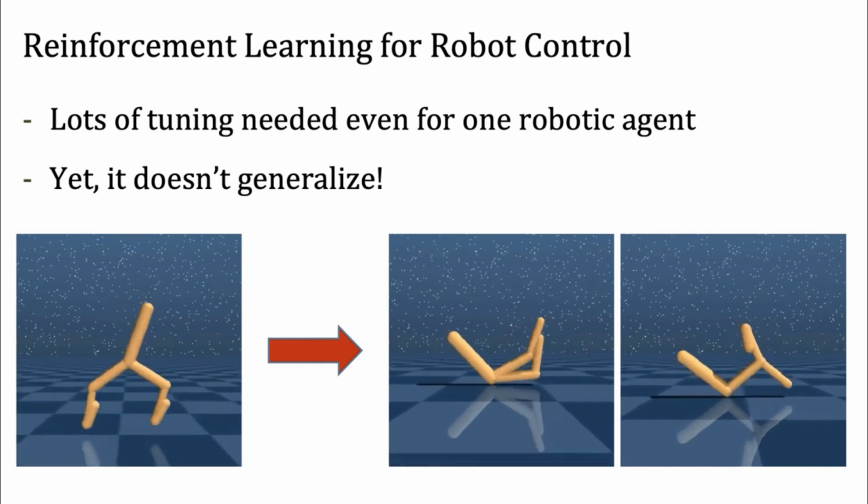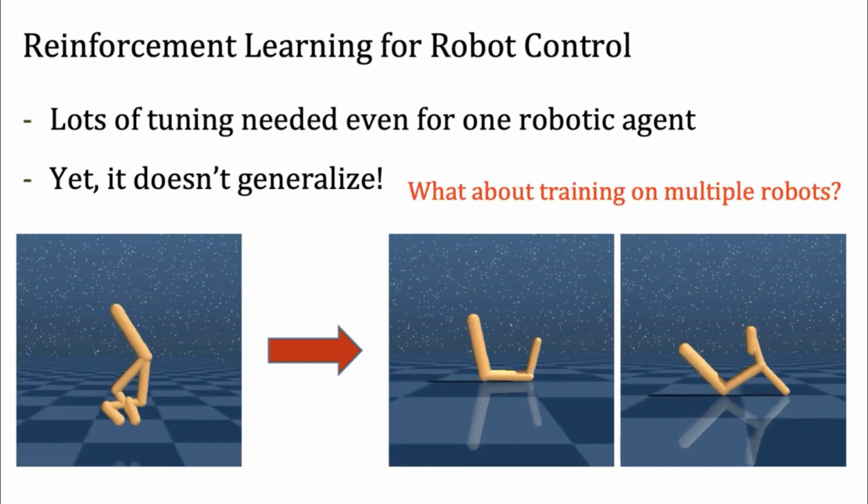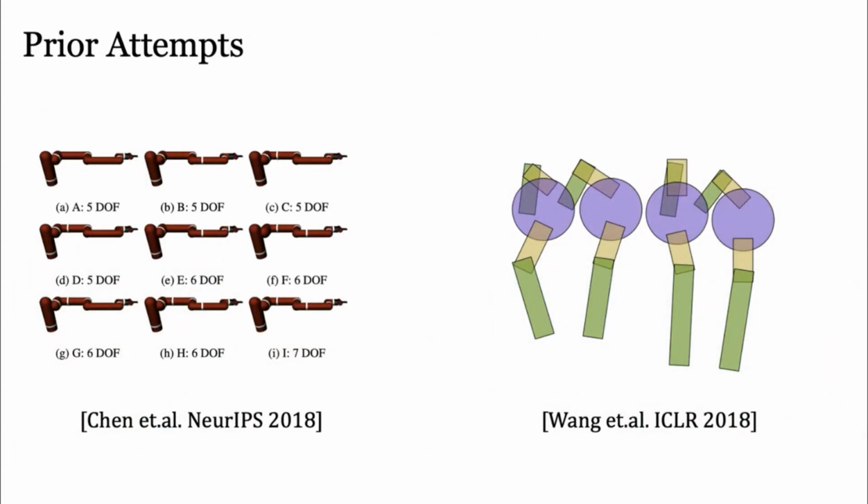Can we address this problem by training on multiple robots? Yes, so prior works have tried it, but the robots they train are very similar to each other. Here on the left are robotic arms that only vary slightly in the number of motors. And on the right, they train on 2 legs, 4 legs, 6 legs, and test on other numbers of legs. These approaches are very limited in the sense that the agent topology is the same, and it only generalizes to linear topology. So can we train a single policy for robots with very different topology?